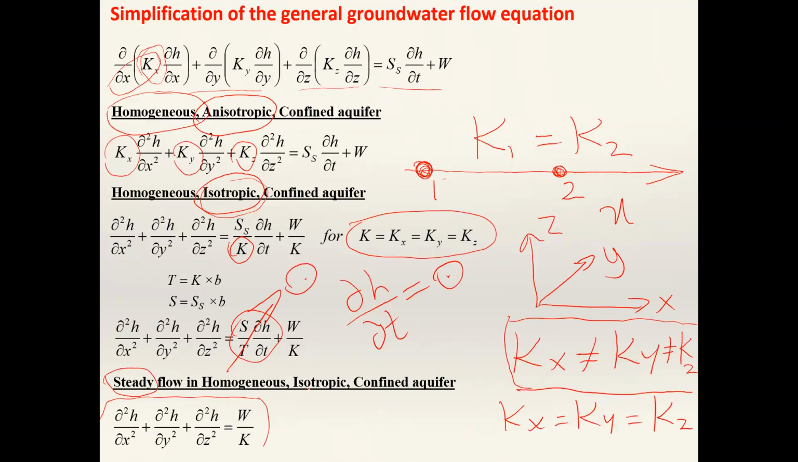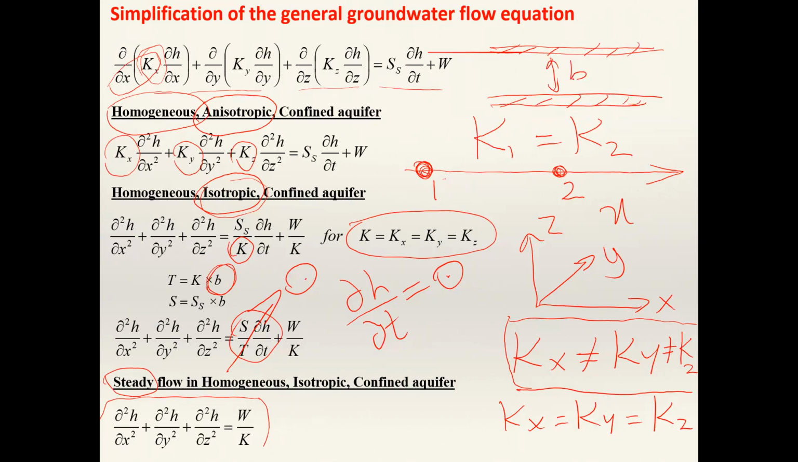When we talk about the confined aquifer, the saturated thickness is constant. That is B. A confined aquifer is an aquifer in between two impermeable layers. So this is the first impermeable layer, this is the second impermeable layer, so this saturated thickness is constant.